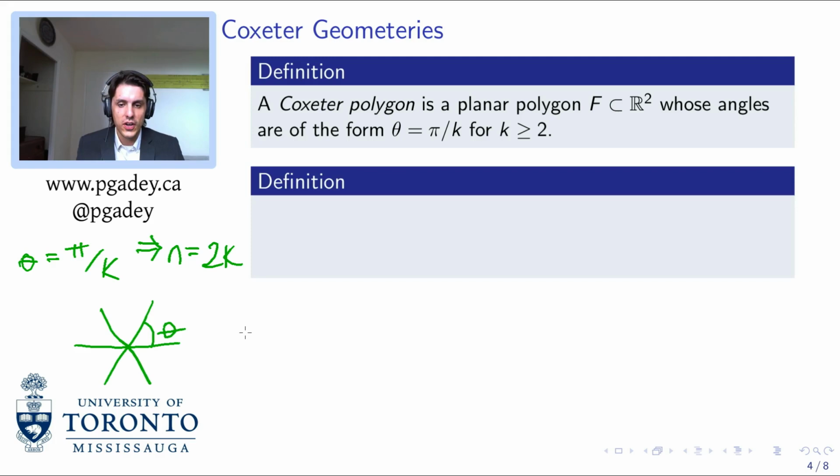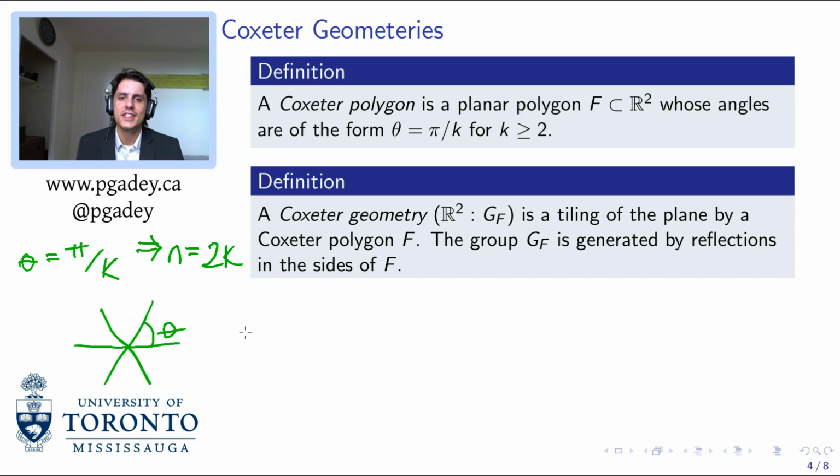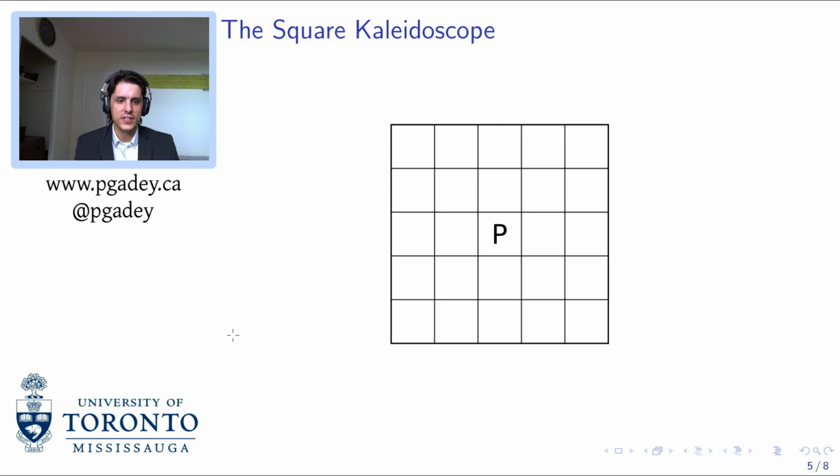Okay. Wonderful. So that's a Coxeter polygon. A Coxeter geometry is a tiling of the plane obtained from reflecting in the sides of a Coxeter polygon. So the group of symmetries, GF, is generated by reflections in the sides of F. We would say that's the Coxeter group arising from the polygon F. Let's have a look at one of these in a very concrete case.